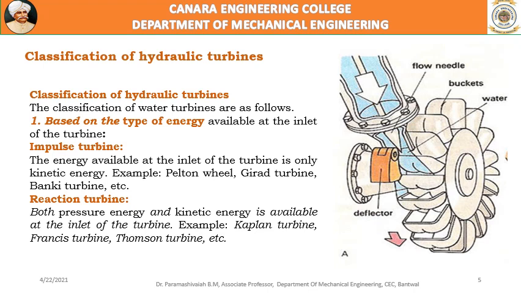Then the second category is the reaction turbine. In this case, at the entrance of the turbine, both pressure energy and kinetic energy are available at the inlet of the turbine. Examples of this type of turbine are the Kaplan turbine, Francis turbine, Thomson turbine, etc.